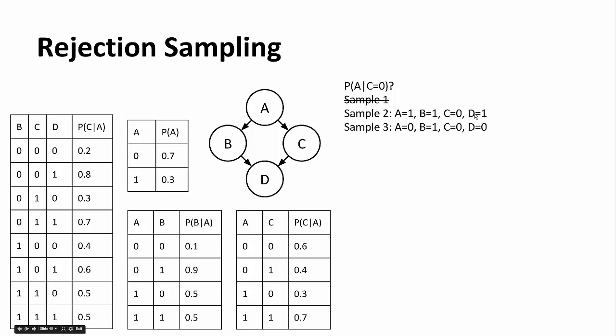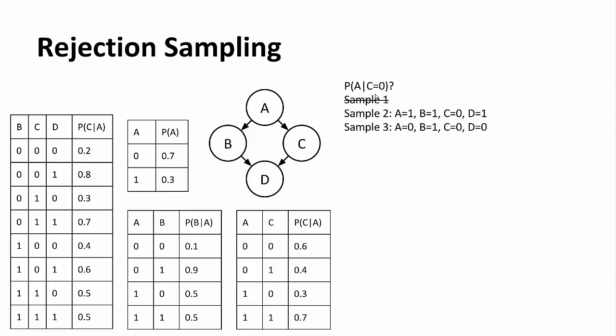Let's say that we end up with samples 2 and 3 that weren't rejected, and you'll notice that in both of these samples, C is consistent with the evidence, because it has to be for rejection sampling. To answer a query, we just do the same thing as we did before in prior sampling. This is a better way to sample when we're conditioned on evidence, but you can still end up rejecting a lot of samples, which is still a lot of work that you're wasting.